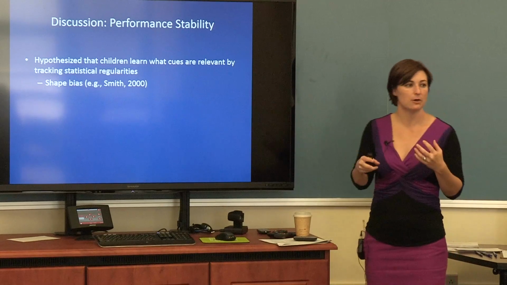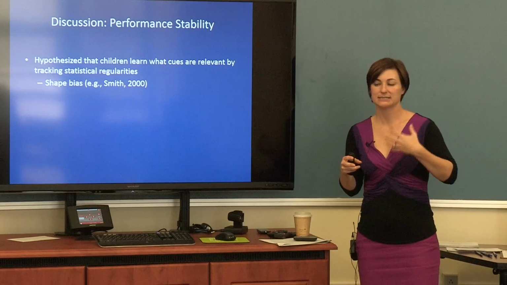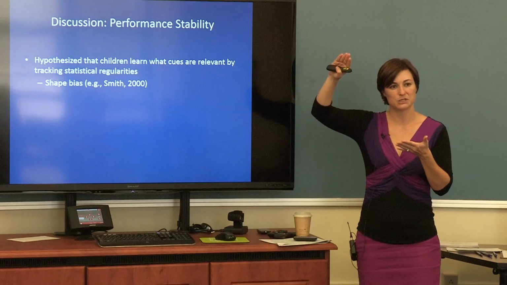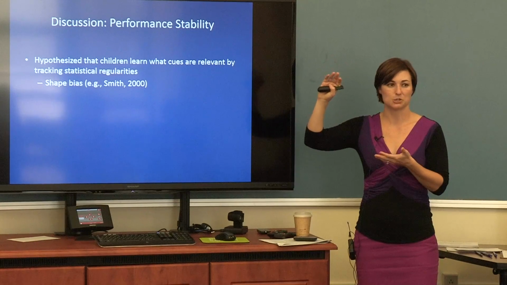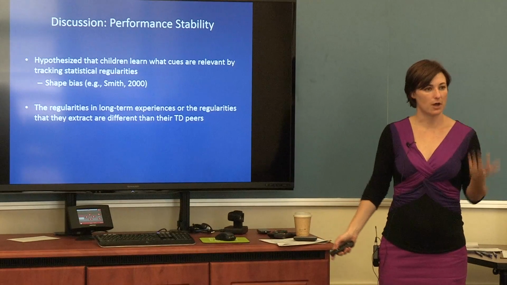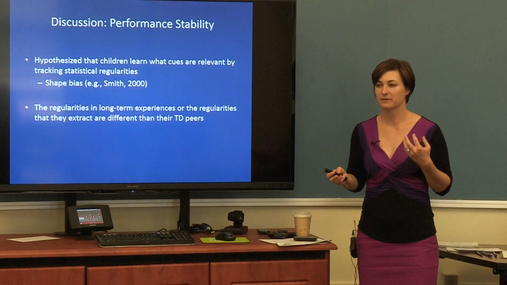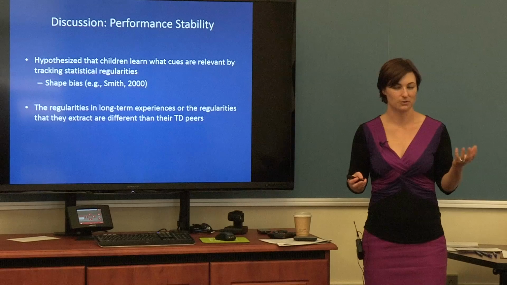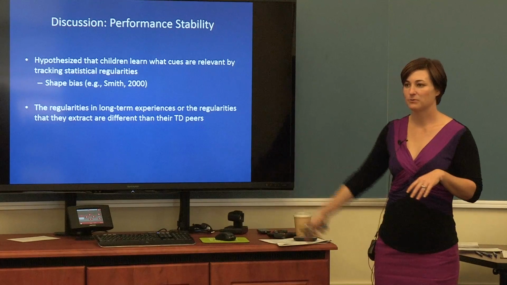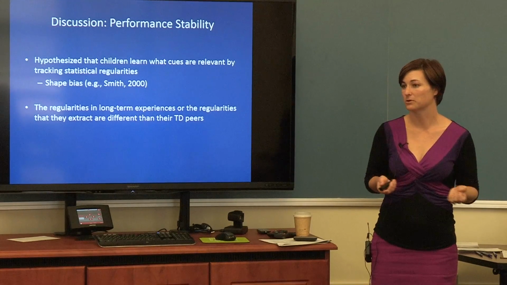And this is important because we know that this ability to extend on the basis of shape really facilitates language development, and we see a nice robust gain in language development when children begin to demonstrate a shape bias. When we think about children with autism, the regularities in their long-term experiences are definitely different than those of children with typical development. And it may also be that the regularities that they're extracting are different than those of typical language learners.